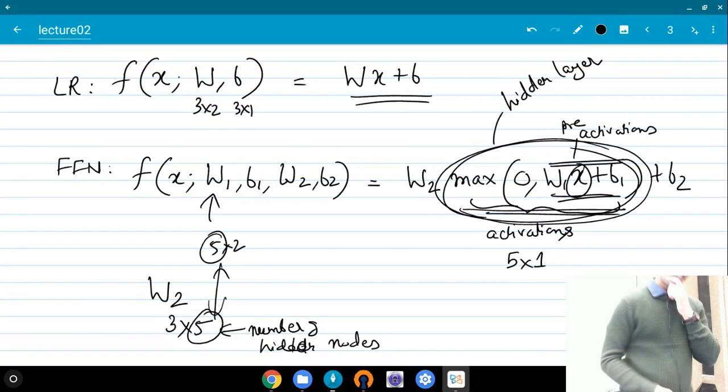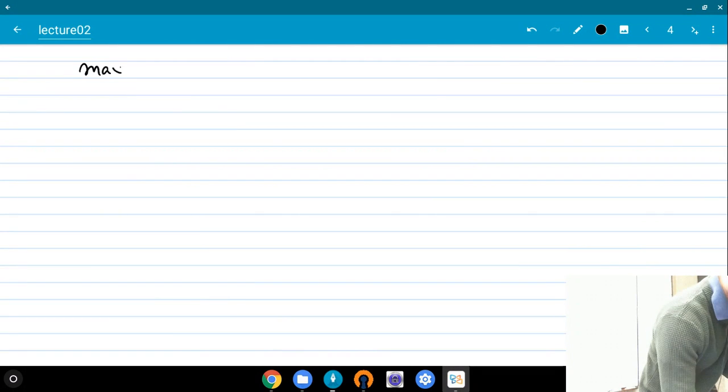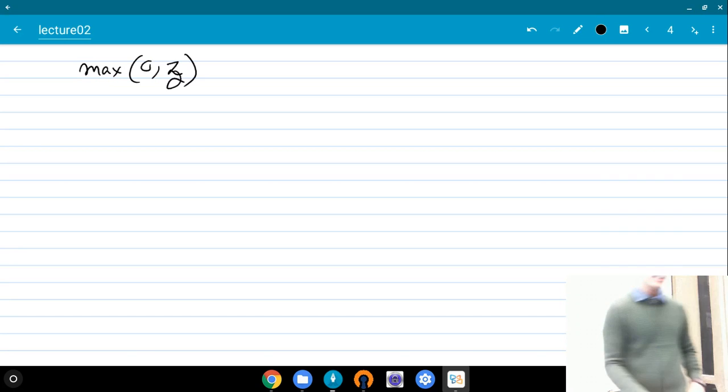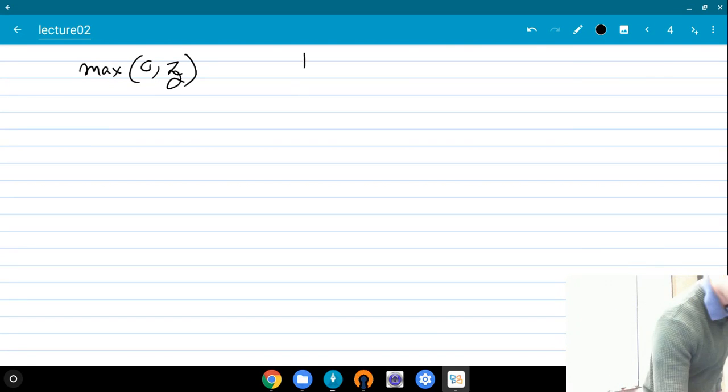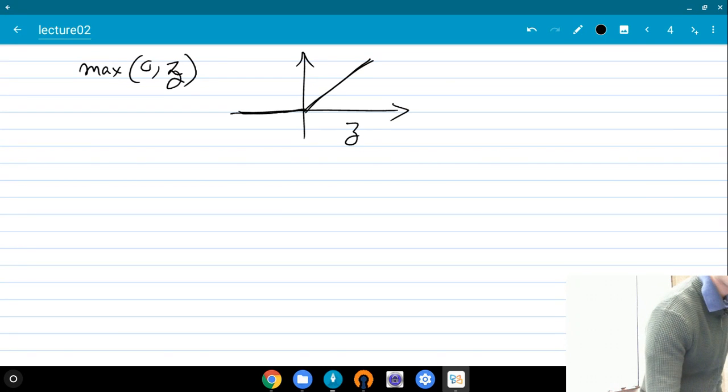And so why did we choose max of 0 comma some number? I'm going to use z to represent some number. This is just a function which was part of that definition right before. It's a function which essentially is like this. Think of z on the x-axis, then the evaluation of the function is zeros all the way on this side. So let's say z is -3, then it's going to be evaluated to 0. If z is 4, then it's going to be evaluating to 4. Okay, that's it. That's this function.